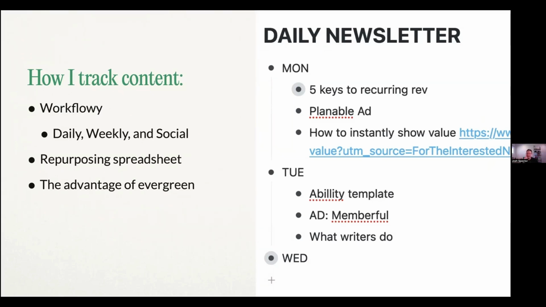This is mapped out for the week, but I have a long list of links I'm going to share. And then at the beginning of each week, I drop in whatever I want to share on Monday, what I want to share on Tuesday, and what I want to share on Wednesday, et cetera. I have separate Workflowy threads for my daily newsletter, for my weekly newsletter, and I even have one for social posts that I want to repurpose or post.